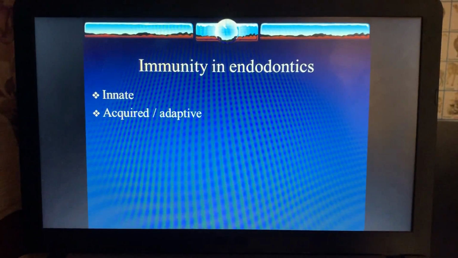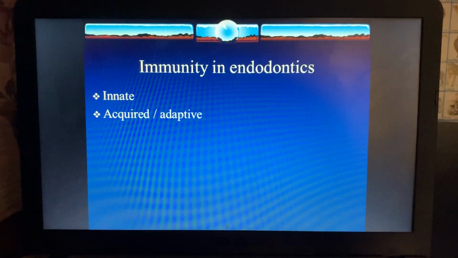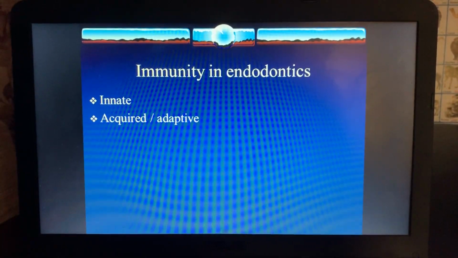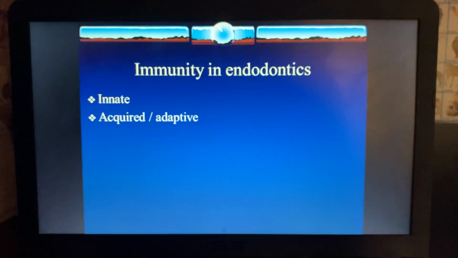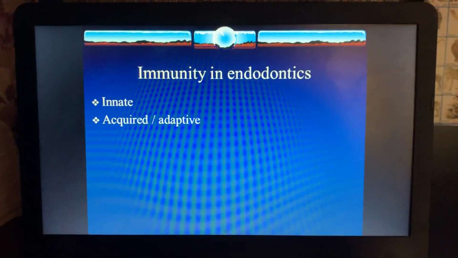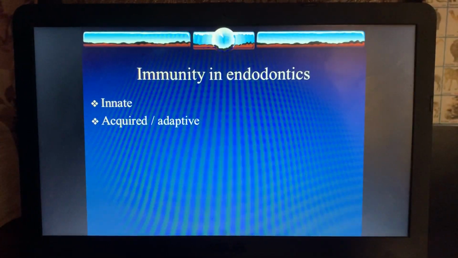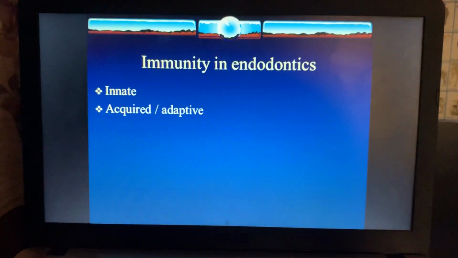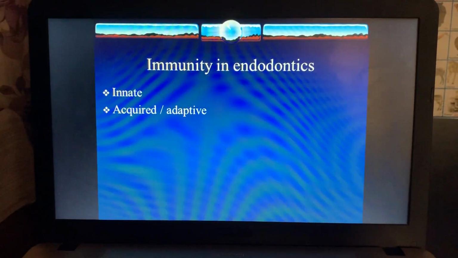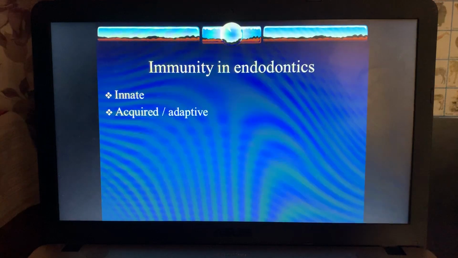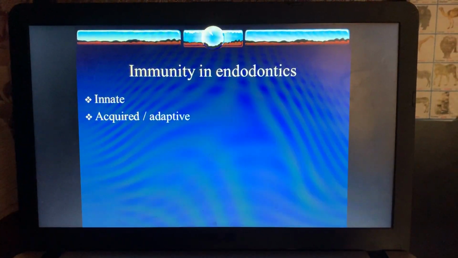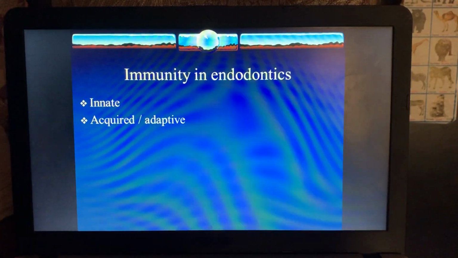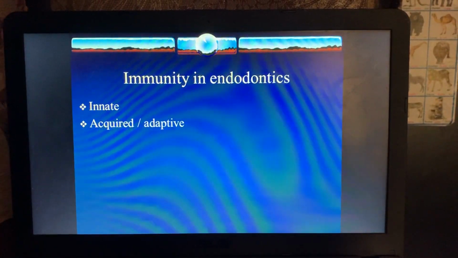Coming to the second type, acquired or adaptive immunity, it invokes the release of specific receptor molecules by lymphocytes that recognize and bind to foreign antigens. The cells that mainly produce acquired or adaptive immunity are T lymphocytes, which release T cell antigen receptors, and B lymphocytes, which release B cell antigen receptors.